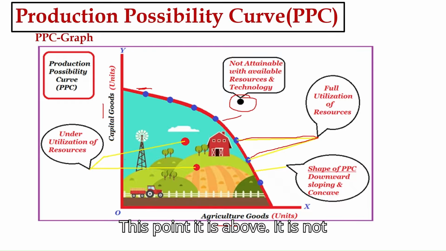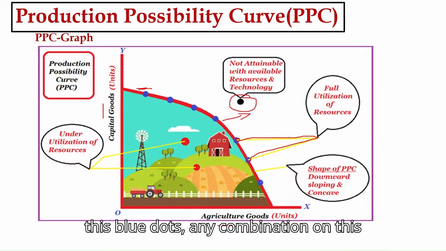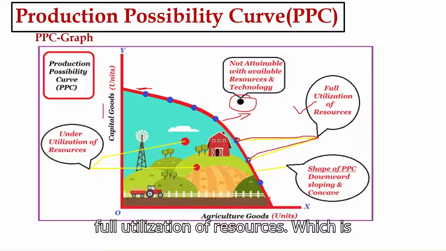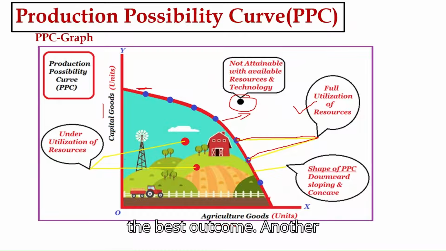This point is above the curve, so it is not attainable. And any point here, you can see these blue dots, any combination on this line, the production possibility curve, is full utilization of resources, which is the best outcome.